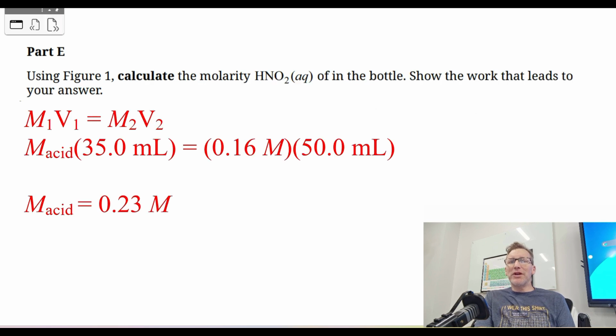Part E said we wanted to know the molarity of the HNO2. Remember the acid, there was 35 milliliters of it. We took 50 milliliters of the 0.16 molar. We do an M1V1 equals M2V2 calculation. The molarity of the acid was 0.23 molar originally.